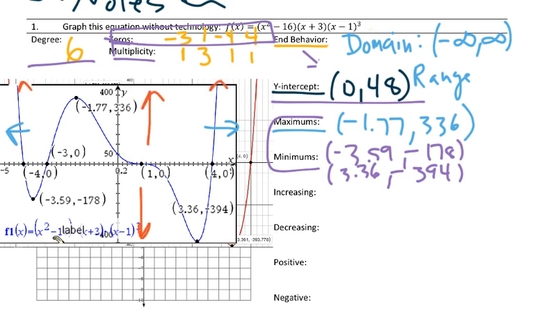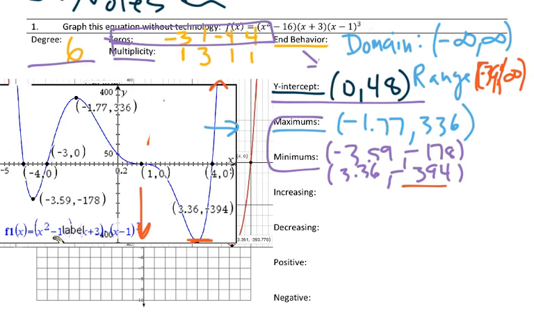It's going to keep going up. So I know that I'm going up to infinity. But my minimum was negative 394. So at negative 394, that's as far down as I go. So there's my domain and range.